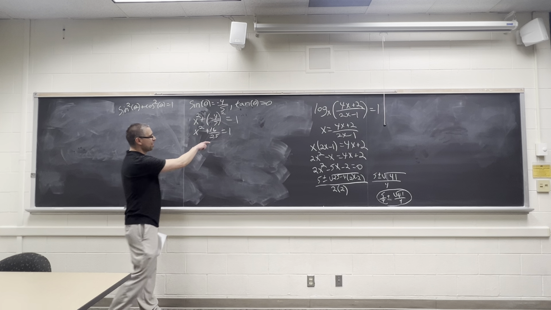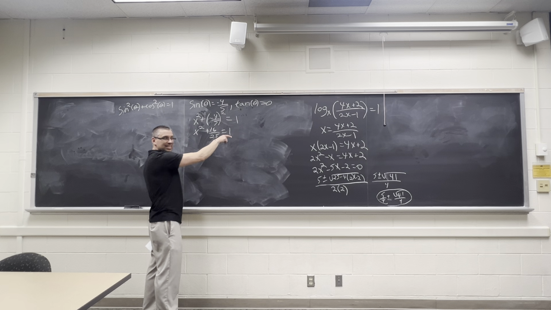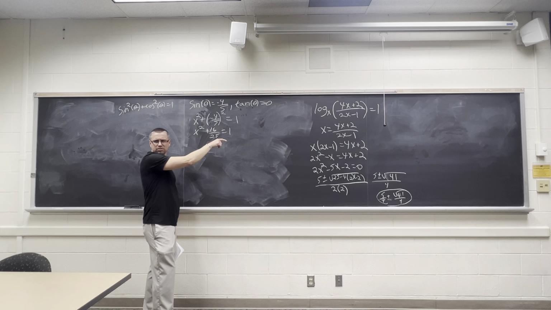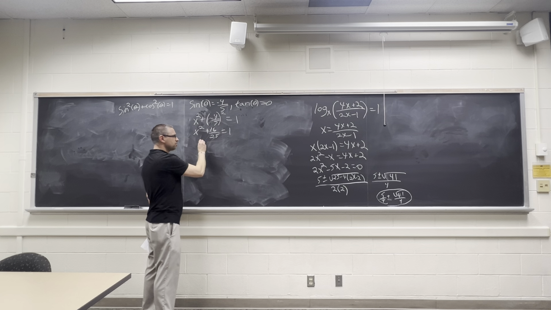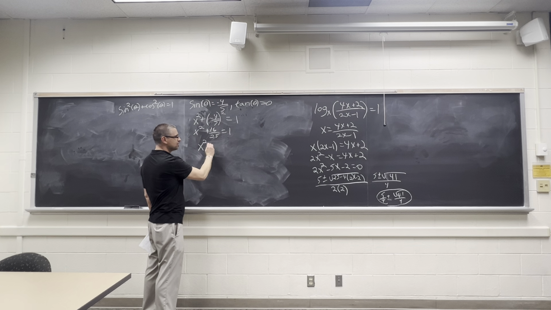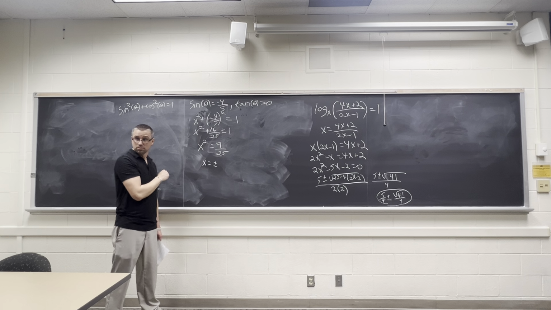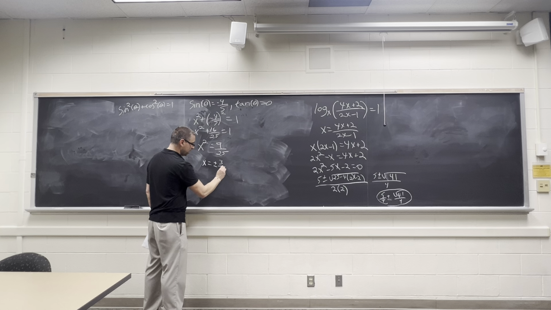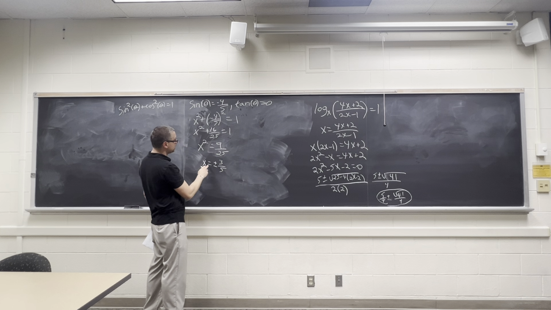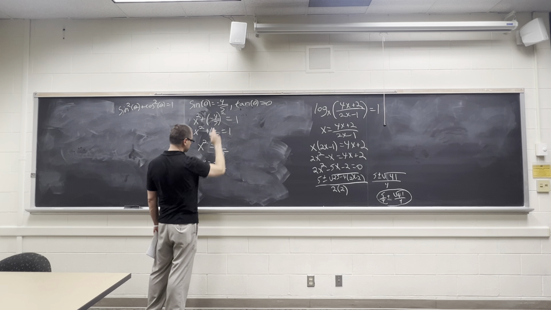25/25 minus 16/25. 16, 20, yeah, 9, right? So x squared is equal to 9/25. So therefore x is equal to, technically, plus or minus the square root of that, which is 3/5.